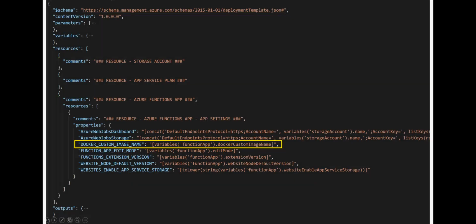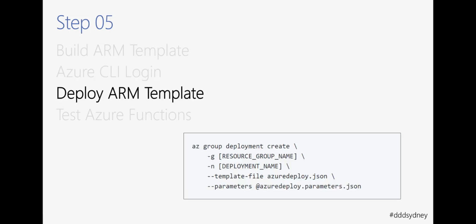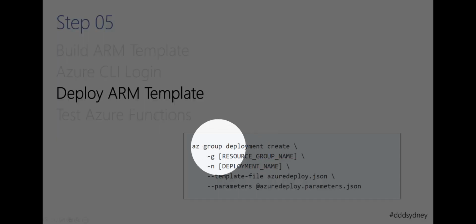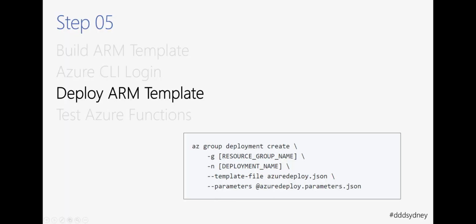Once the ARM template is done, we can simply log on to Azure CLI and deploy this ARM template by running this command: group deployment, giving the resource group name, deployment name, and the template file and parameter file like this. Once it's done, it's actually running the ARM template. So it automatically deploys the storage account, the app service plan, and the function instance as well. It's all done in one go.